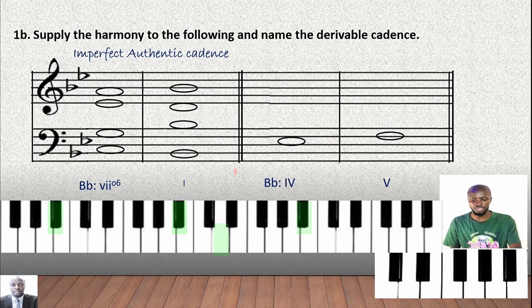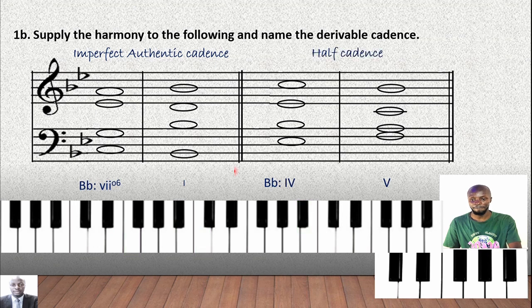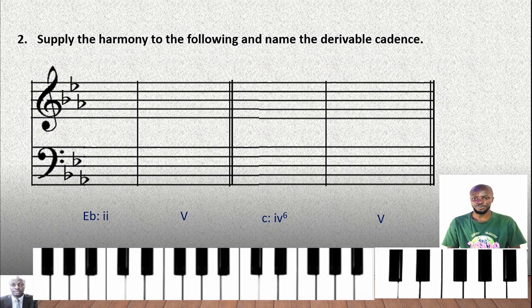Okay, so let's go to the second one. So quickly, soprano goes this way, alto goes this way, and tenor this way. So it sounds from 4 to 5. So that's definitely half cadence, right? Let's go to the next one. All right, let's continue. Let's go to the next one.